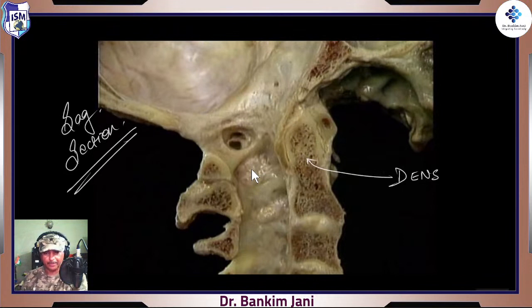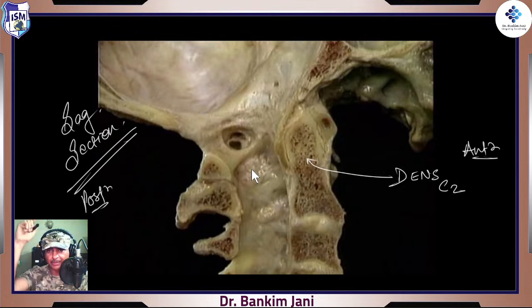What section are we talking about? This is right from the middle, so it is as good as a sagittal section. So if it is a sagittal section, that means this is anterior, that's posterior. Bodies are anterior, so this is dens. Dens is of C2. So this dens will go all the way, and surrounding it is the ring, the arch of C1.